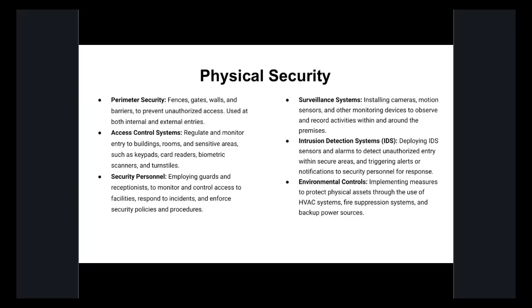This is when we can install video cameras, use motion detections, and other types of sensors to observe and record activities around our premises. Physical security can also use environmental controls. This is when we will protect our physical assets through the use of HVAC systems, sprinkler and fire suppression systems, and backup power sources. So we talked about the four different types of security, the four categories.